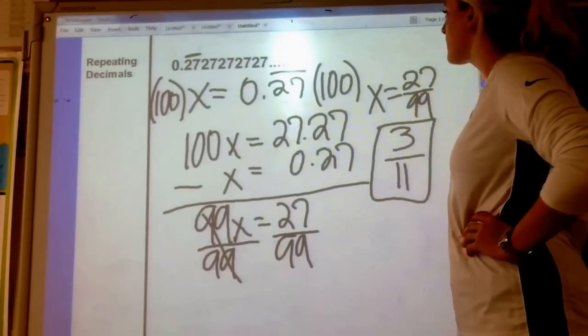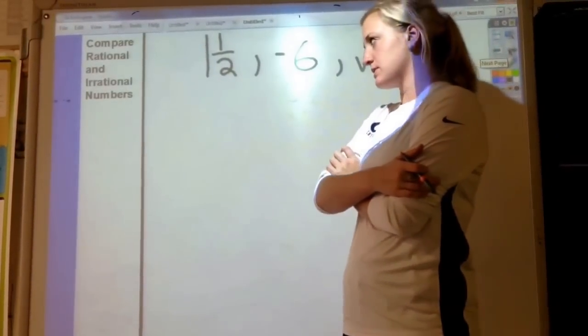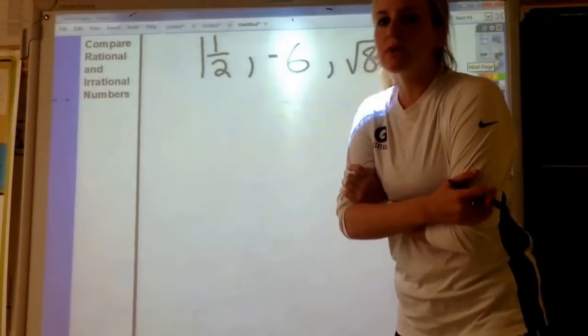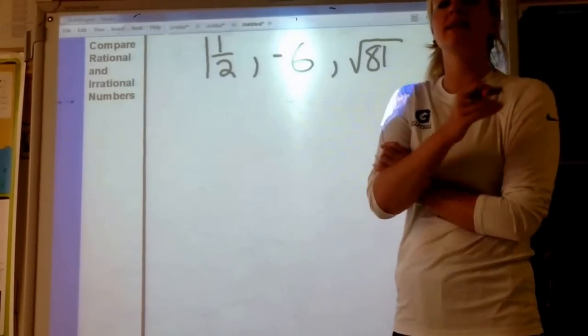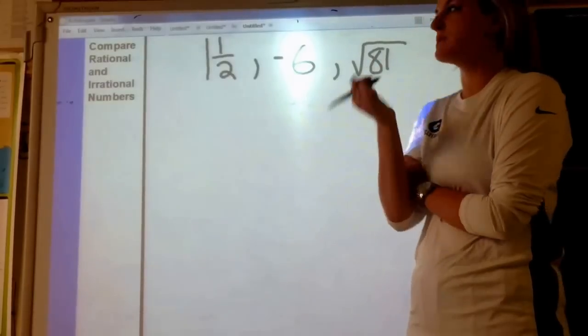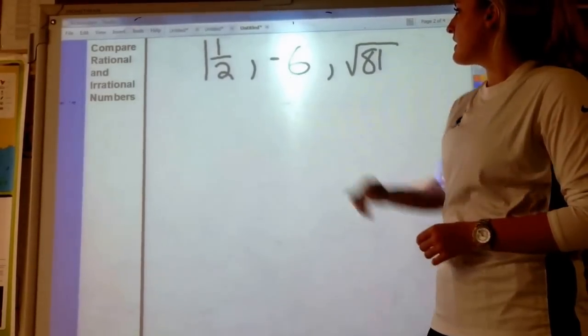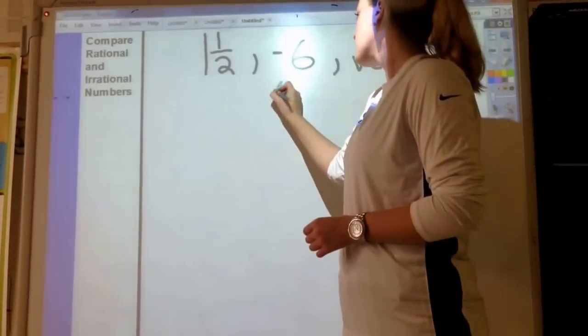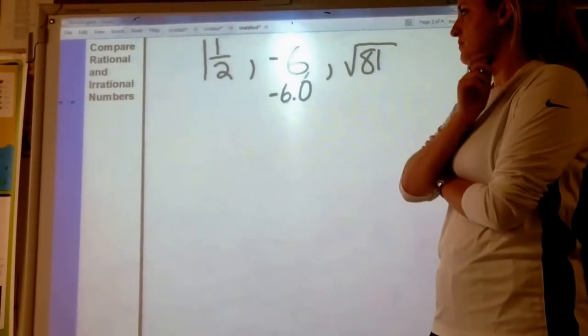Let's move on. All right, comparing rational and irrational numbers. In order to compare these, I know that they all have to be in the same form. And the easiest way to compare them is to turn them all to decimals. So that's what we're going to do. But I already see that -6 is a whole number. If I want to turn it into a decimal, I can just add a 0.